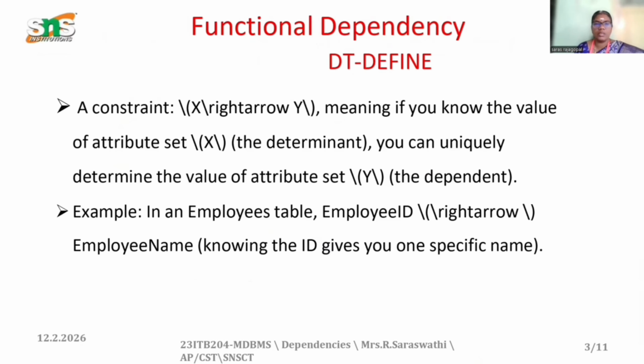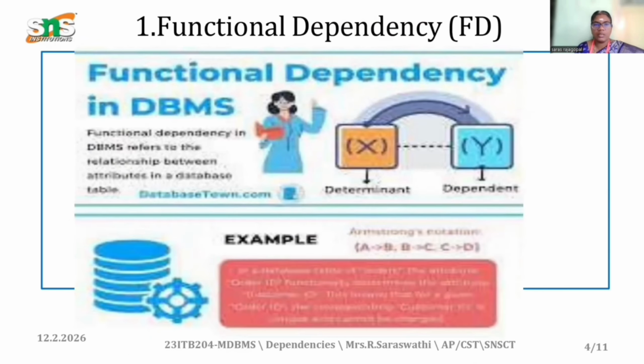Functional dependency is one type of dependency. It means if you know the value of one attribute set, you can uniquely determine the value of another attribute set. That is, X goes to Y. If X is an employee ID in the employee table, Y is the employee name in the employee table. This is a diagrammatic representation of functional dependency.